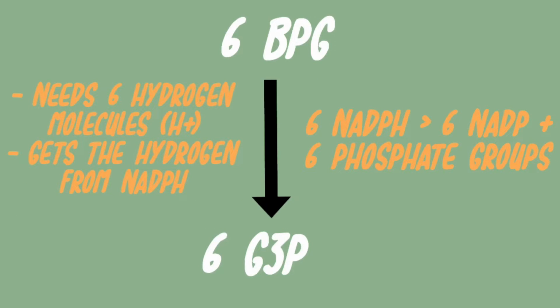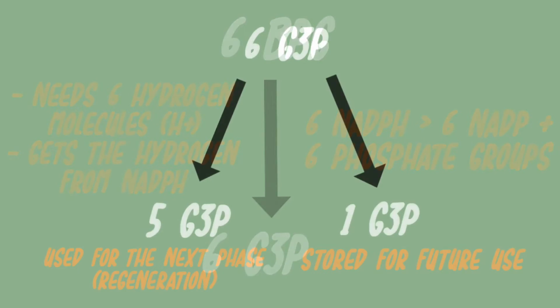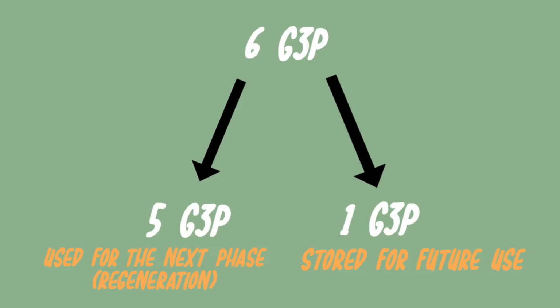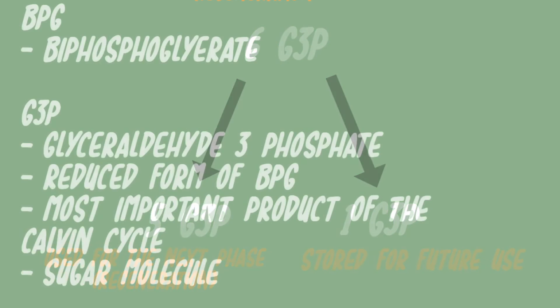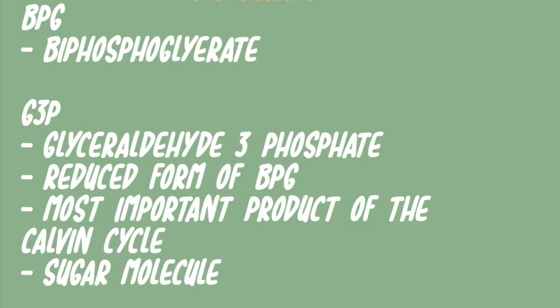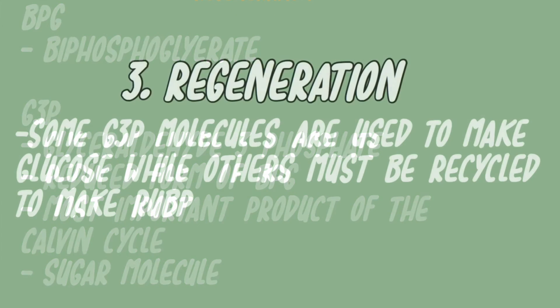6 BPG becomes 6 G3P by getting 6 hydrogen molecules from NADPH. 5 of the G3P molecules are going to be used for the next stage of the Calvin cycle, which is regeneration, and 1 G3P is stored for future use. BPG is biphosphoglycerate and G3P is glyceraldehyde 3-phosphate. It is the most important product of the Calvin cycle.